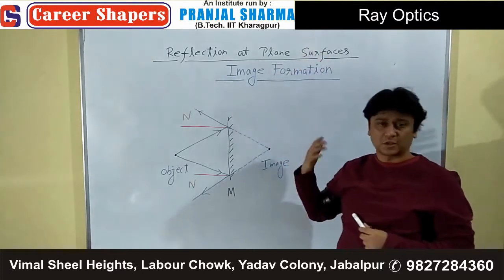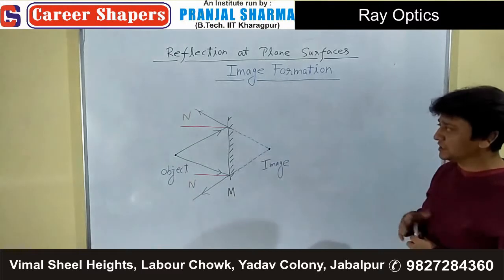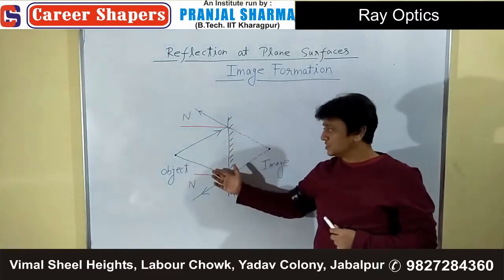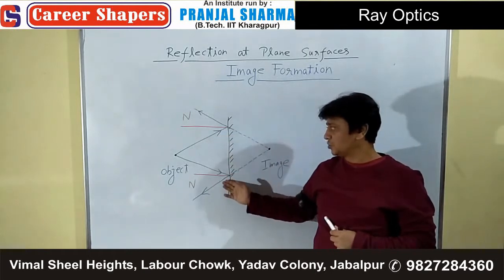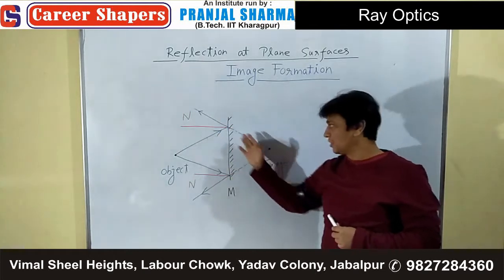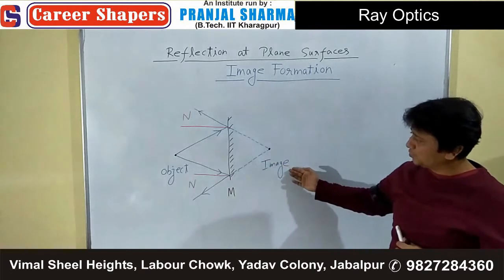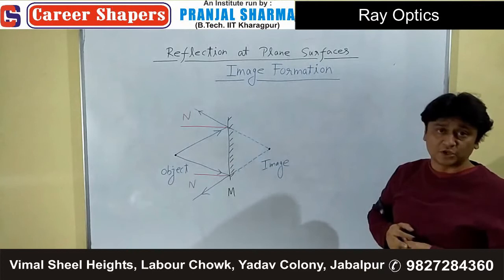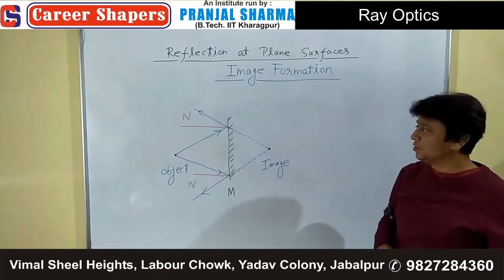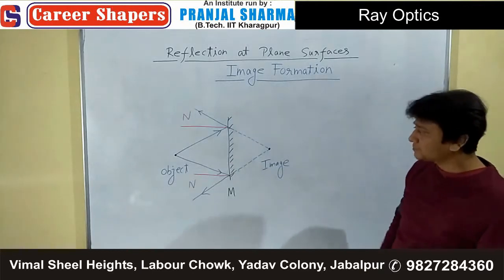कोई बहुत खतरनाक, कोई बहुत difficult सी चीज़ नहीं. दो incident rays आपको चाहिए. दो incident rays की वजह से दो reflected rays हैं, और दो reflected rays के intersection से आपको क्या मिल गया? Image formation. अब जो काम की चीजें हैं, जो conceptual parts हैं, उन पर focus करते हैं.